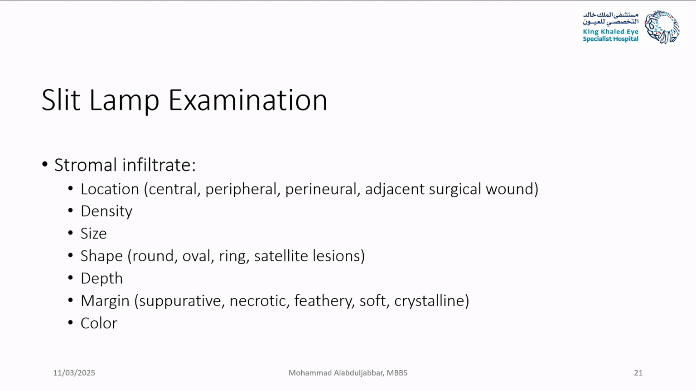And regarding the stromal infiltrate, after that, you will focus on the main infection. First, you will comment on the location, whether it's central or peripheral, any adjacent surgical wound, any perineural infiltration, the density, the size of the infiltrate, the shape of the infiltrate, the depth in the stroma, and also the margin of the infiltrate, whether it's necrotic, feathery, crystalline, suppurative, and the color of the infiltrate.